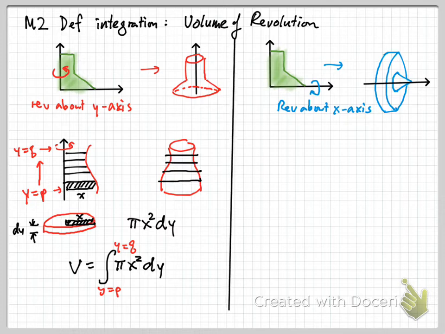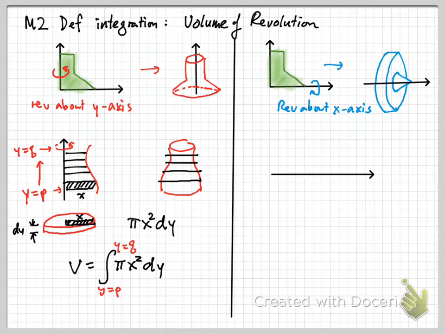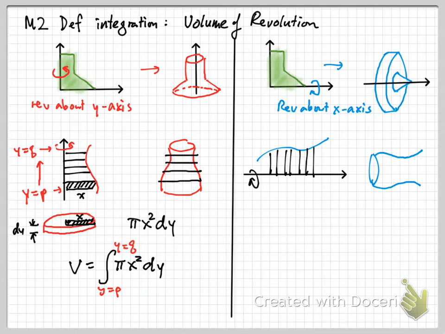Now on the other hand, we can do the revolution about the x-axis. So it goes to something like this. If we have the curve like this, we do the rotation about the x-axis. So this part is rotated about the x-axis, and we will have something like this.